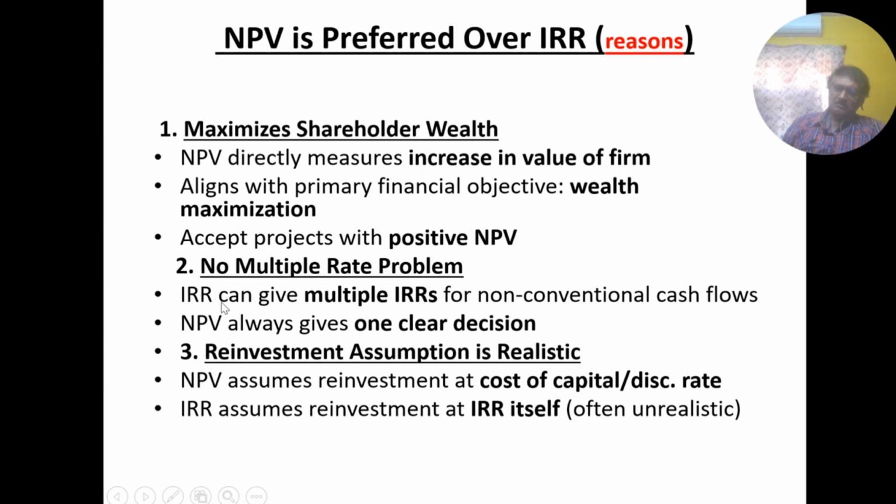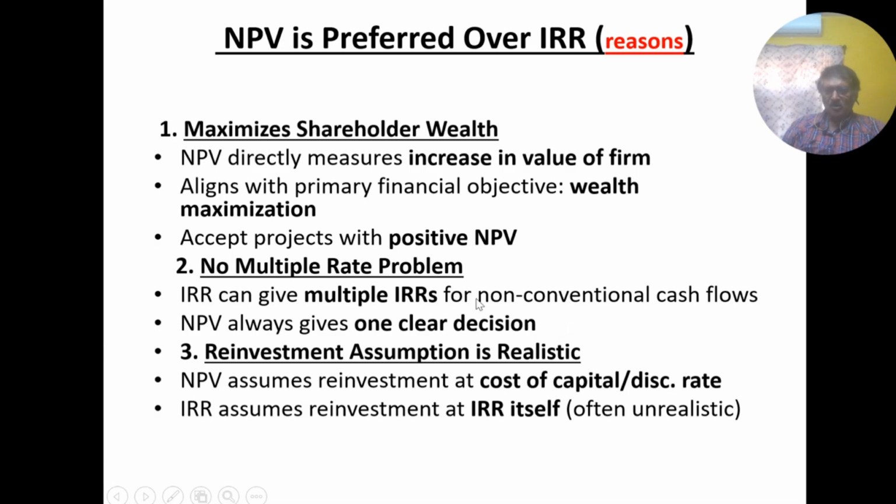In the case of IRR, sometimes we may get multiple IRRs. That means multiple internal rates of return. The same problem but two results, two IRRs. Which one should we accept? That may create a problem. That will not come in the case of NPV, because for NPV, you are giving your discount rate to the problem, and it gives you a clear decision. There is no ambiguity.